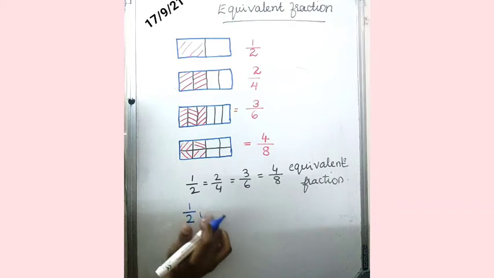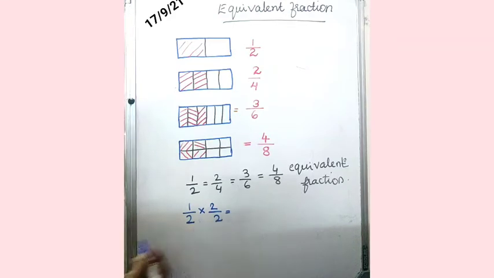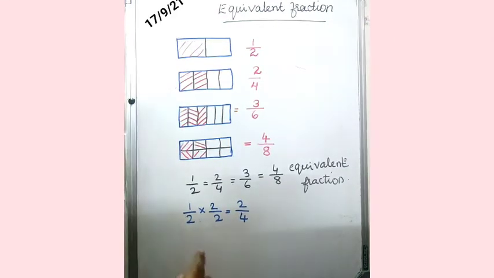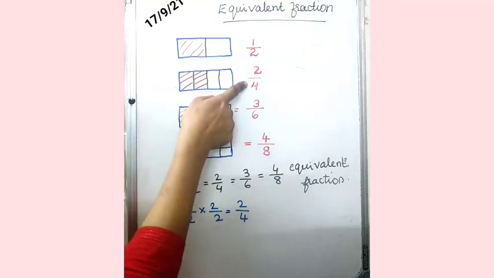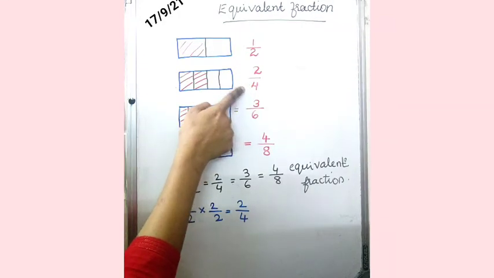Take 1 by 2. I am multiplying the numerator and denominator with 2. Then I will get 2 by 4. Look, here I multiply the numerator with 2 and the denominator also with the same number. Then I got 2 by 4. The equivalent of 1 by 2 is 2 by 4.